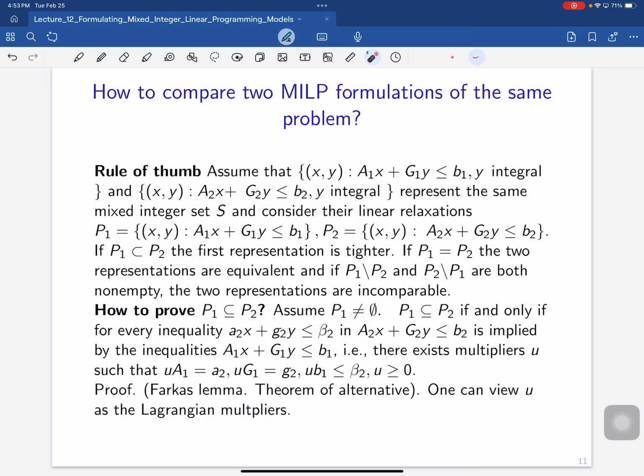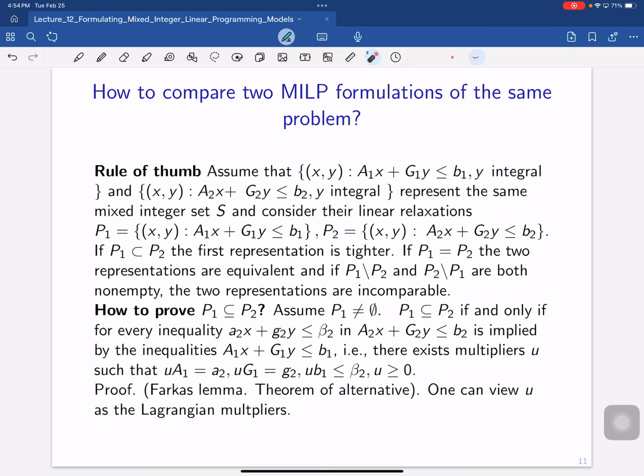So how do you compare these two formulations? Which one is tighter? We say a formulation is tighter if the LP relaxation of the first problem is a subset of the LP relaxation of the second problem. And if their LP relaxations are equal to each other, then we say these two representations are equivalent. On the other hand, if these two sets are incomparable, meaning if you take P2 out of P1, or if you take P1 out of P2, they are both non-empty, then the two representations are incomparable.